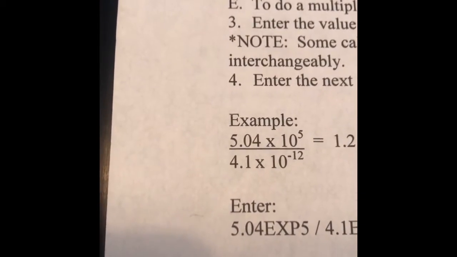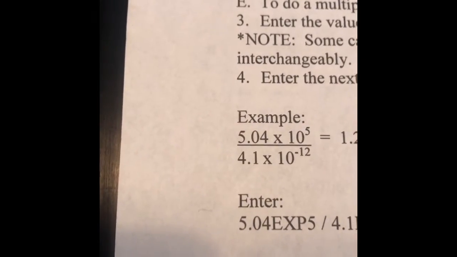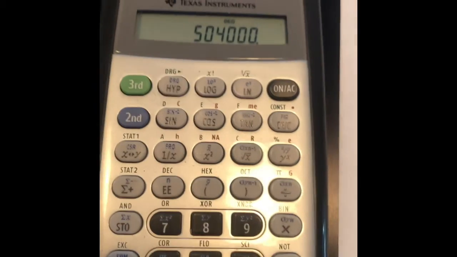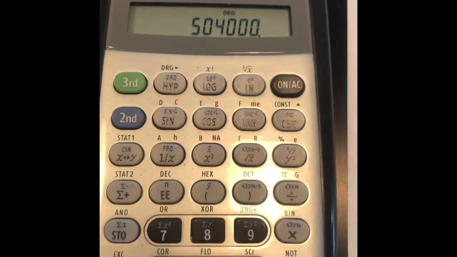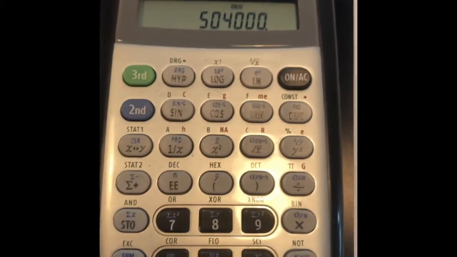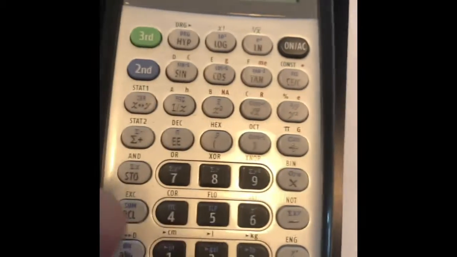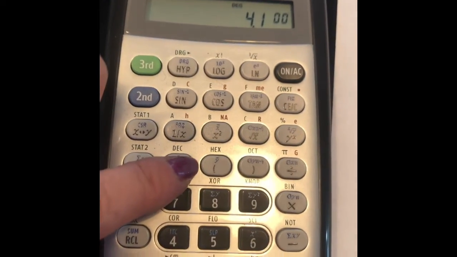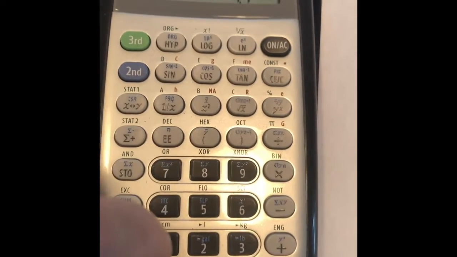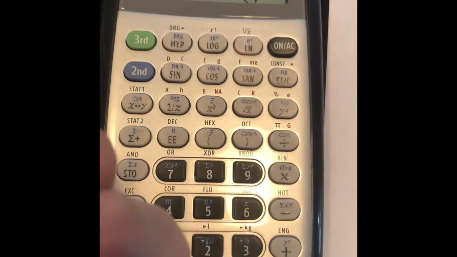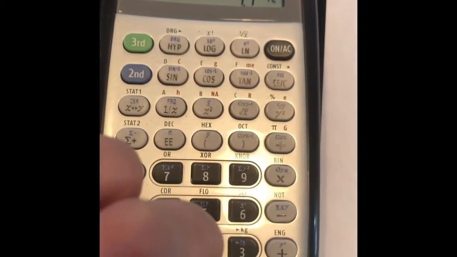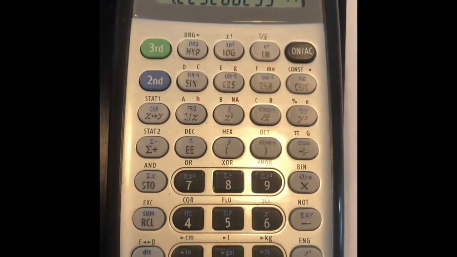Now we're going to divide by 4.1 times 10 to the negative 12. Divided by, it switched it, but it won't always switch it to normal notation, especially if it's a huge or small number. Dividing by 4.1, EE means times 10, and it's to the negative 12, so you're going to hit the negative, not the minus. Hit the minus, you'll get an error. 12. And the answer is 1.2.